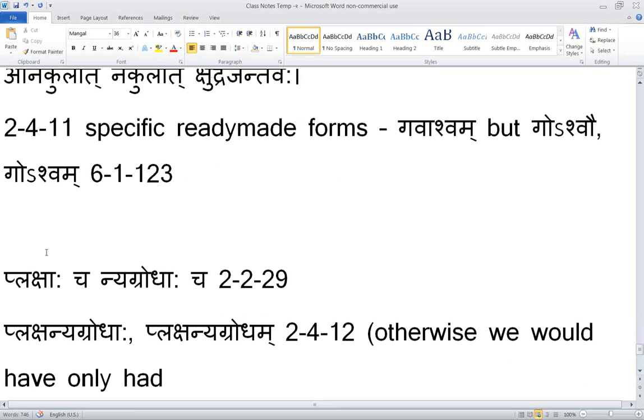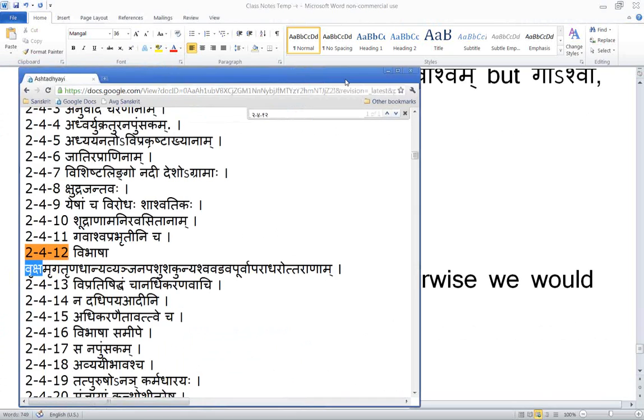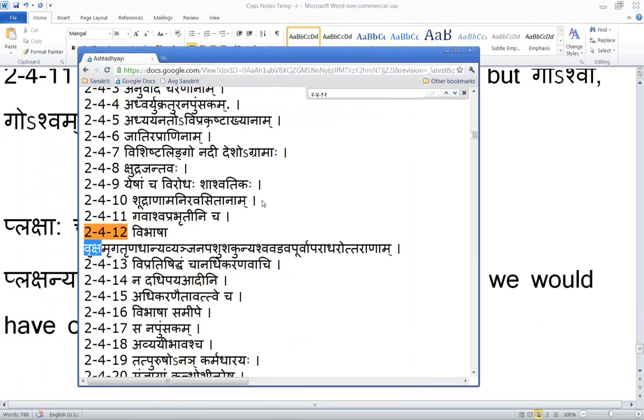Otherwise we would have only had this form, lakshanyagrodham, by 2.4.6. Okay, now let's see this is the vibhasha. Let's see what is the next one. So whatever terms there are in this which are not prani, apraninam, ye apraninaha tesham grahanam yatir apraninam iti nitye prapte vikalpanartham. So that's what this one is.